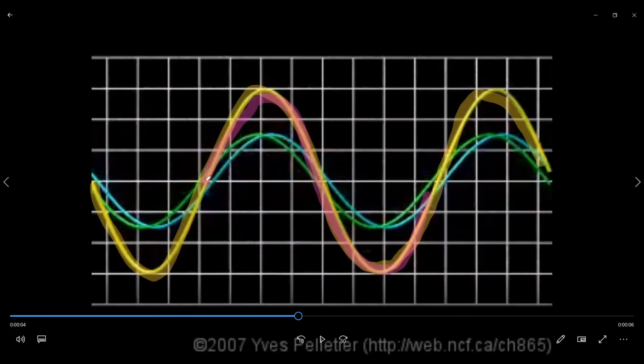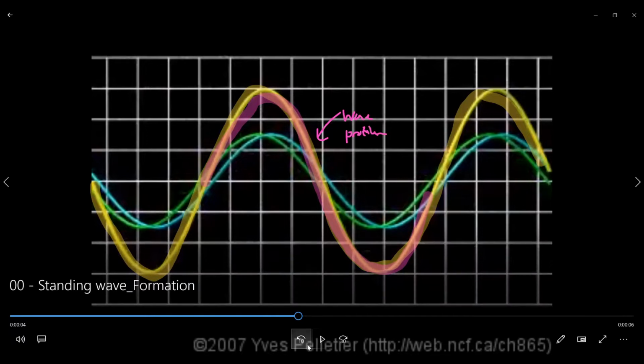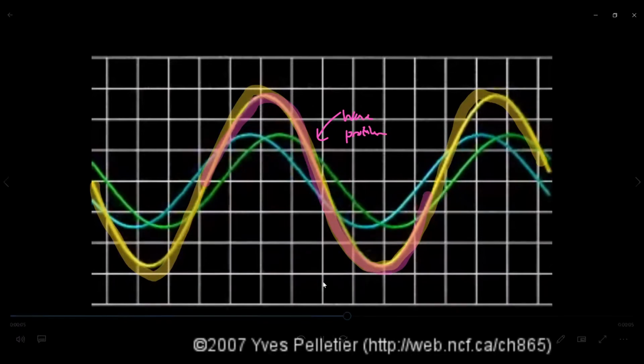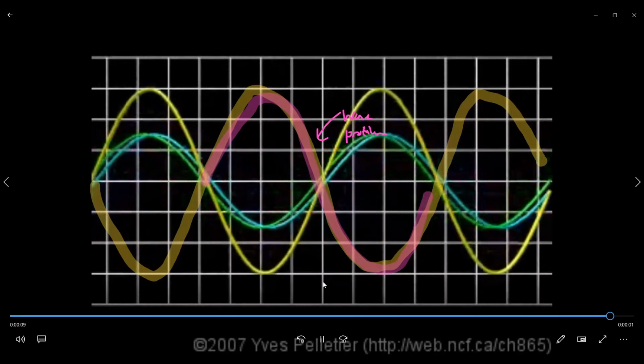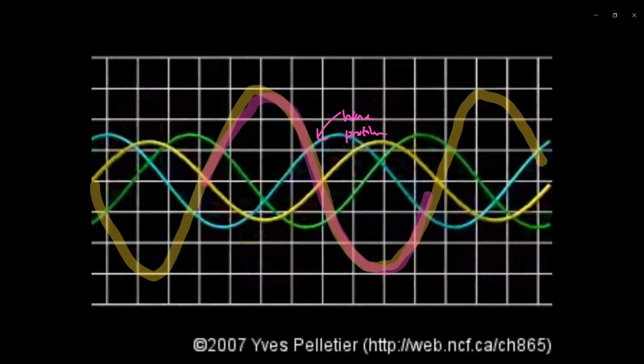Okay, this one is your wave profile. Right, this one is your wave profile. Okay, now I want you to look at that wave profile. You notice that the wave profile isn't actually moving from one end to another end.